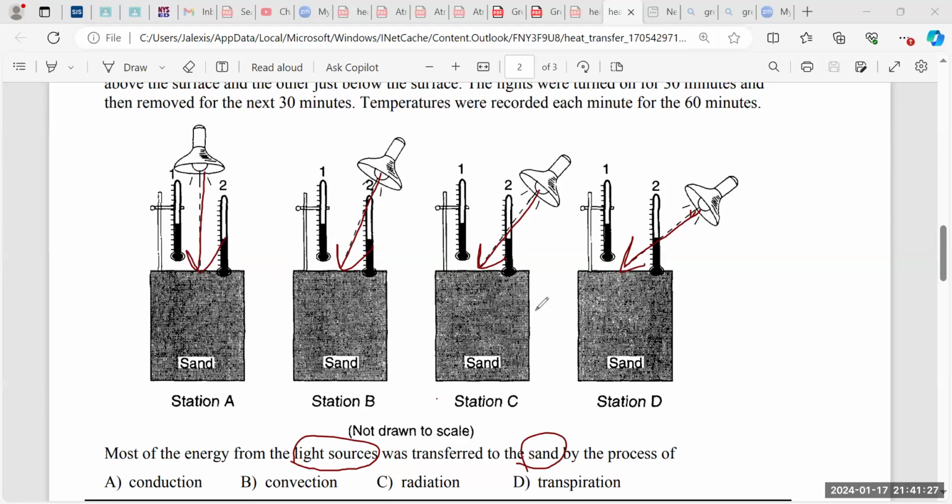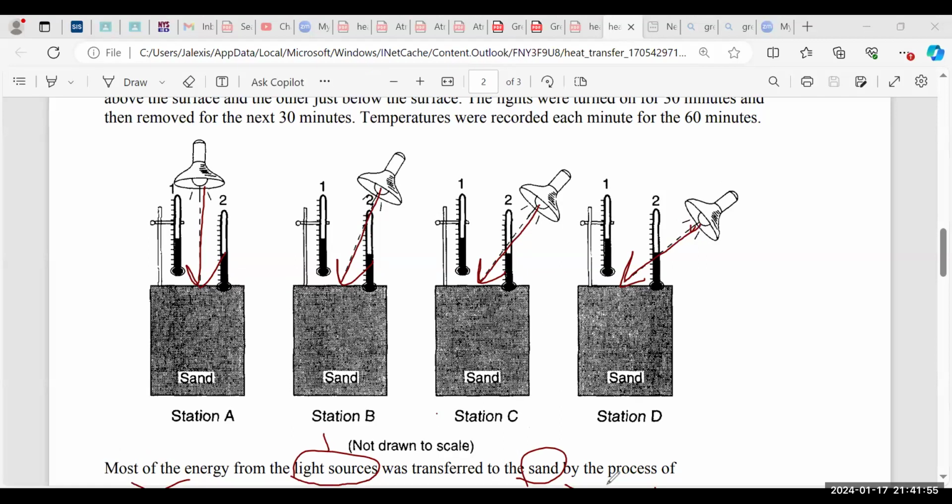So the fact that it's talking about energy that is being transferred, traveling through space, in order to heat up an object is definitely not conduction, because there's no physical contact between two objects. We're only talking about the light source and sand. It's also not transpiration, because that includes plants, so it can't be that.